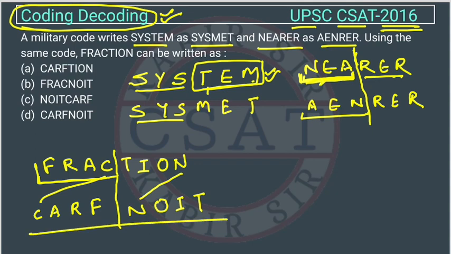Now let's check from the options, right? So second is not correct, third, option C, is also wrong, right? Now this is CARF, then TI, this is NO, so option A is also wrong. So CARF NOIT, so option D is right. So the answer is option D.